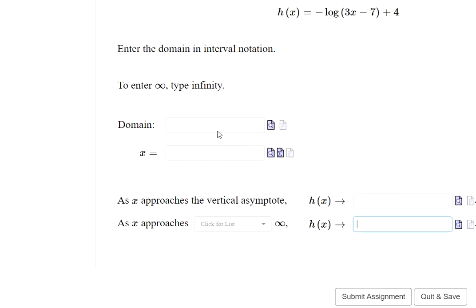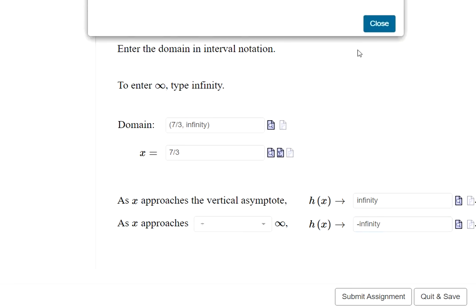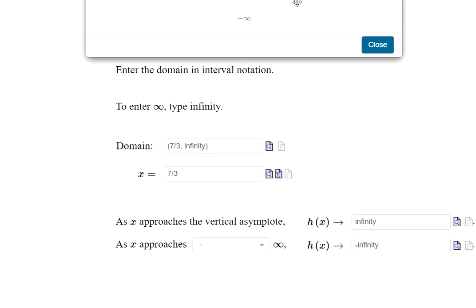So let me help with typing those in. The domain, I'm going to put parentheses, 7/3, and then I think lowercase i for infinity. Okay, that's our domain. The vertical asymptote is x equals 7/3, we found. As x approaches the vertical asymptote, h of x approaches positive infinity, we saw with our sketch. And as x goes towards positive infinity, h of x goes towards negative infinity. And you can click on these little things just to make sure the symbol's right. I think that's everything.